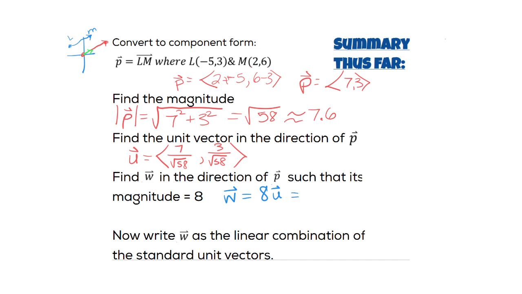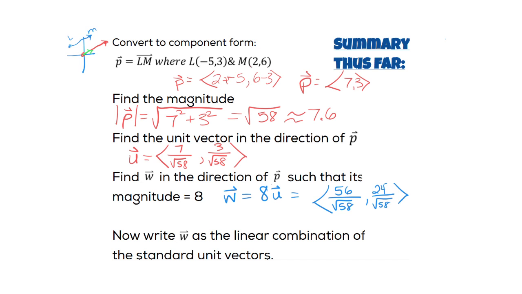All right, so 8 times the unit vector. You're just going to multiply it times 8 over 1, which means it's only going to affect the numerators. The square root of 58 is going to stay. Now for the vertical component, we are going to take the numerator again times 8, so that's going to become 24 over the square root of 58.